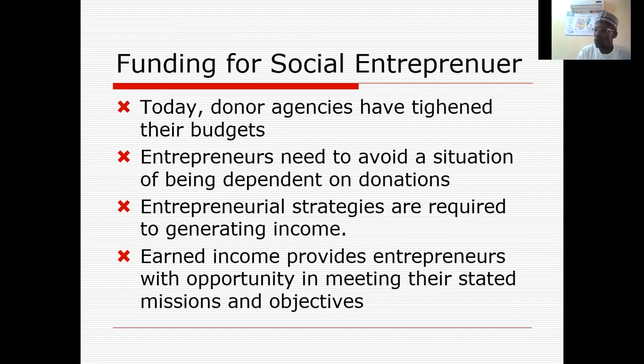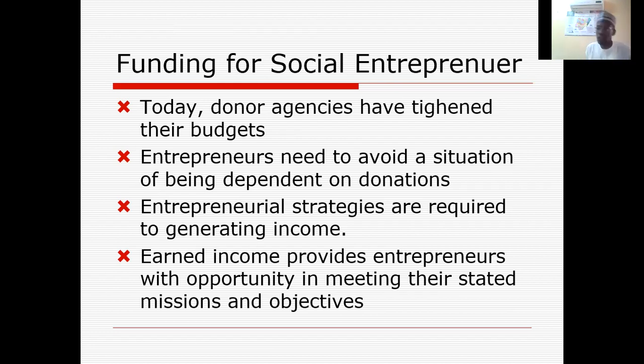Funding for social entrepreneurs. How can you, as a social entrepreneur, provide funding for your business? Or where do they get their money? Today, donor agencies have tightened their budget because of the economic downturn, because of the economic challenge that is disturbing the world. And then entrepreneurs need to avoid a situation of being dependent on donations. Why? Because donations do come with conditions which will constrain you from achieving whatever it is you want to achieve with a social intervention.